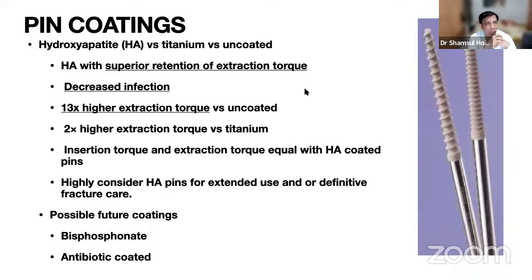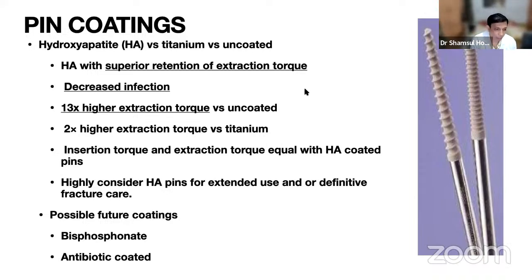For the pin coatings, we have different coatings like hydroxyapatite coating versus titanium versus uncoated. In India, we usually use HA coated only. These have superior retention of extraction torque for osteoporotic bones, and there is a decreased risk of infection. They have 13 times higher extraction torque versus uncoated, and 2 times higher extraction torque versus titanium. Insertion torque and extraction torque are equal with HA coated pins. Highly consider HA pins for extended use or for definitive fracture care.